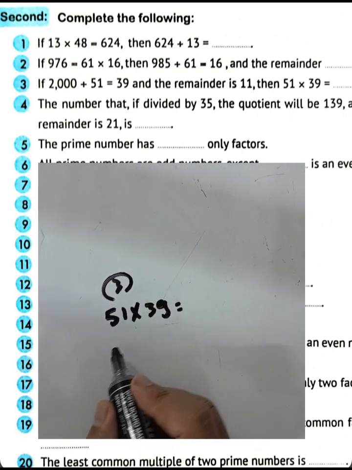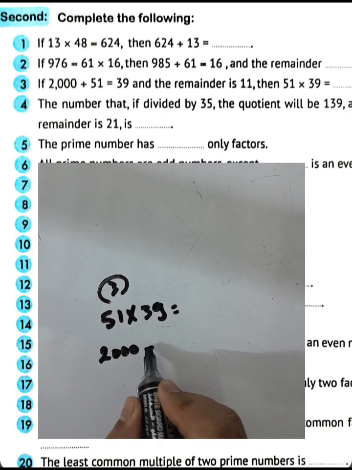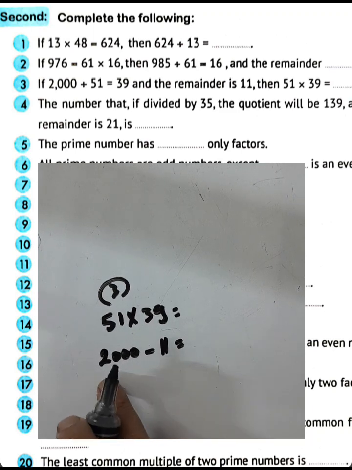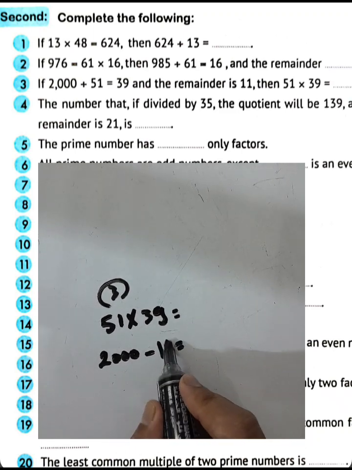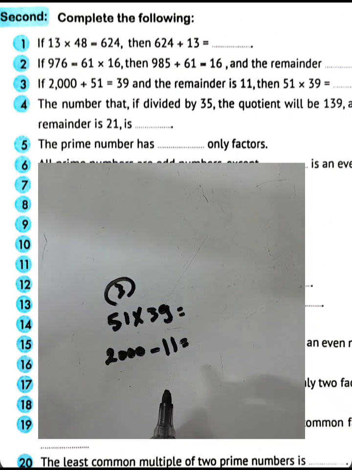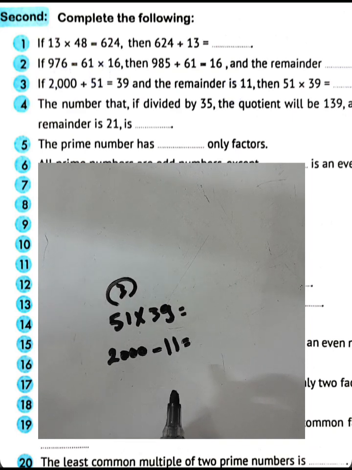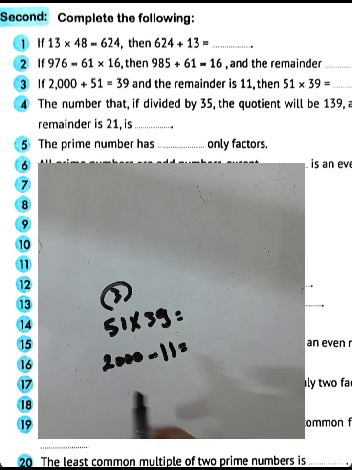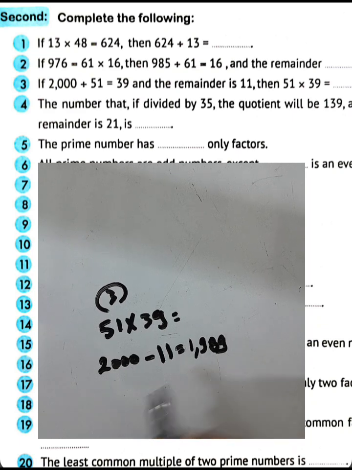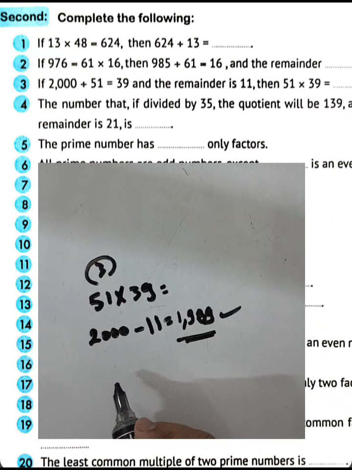The result will be 2000 subtract the remainder. You must remove the remainder 11 from the dividend to find the multiplication of 51 and 39, because the example tells us 2000 divided by 51 equals 39 and the remainder 11. Then 39 multiplied by 51 will be 2000 subtract 11, which is 1989. That is the result for question number 3.